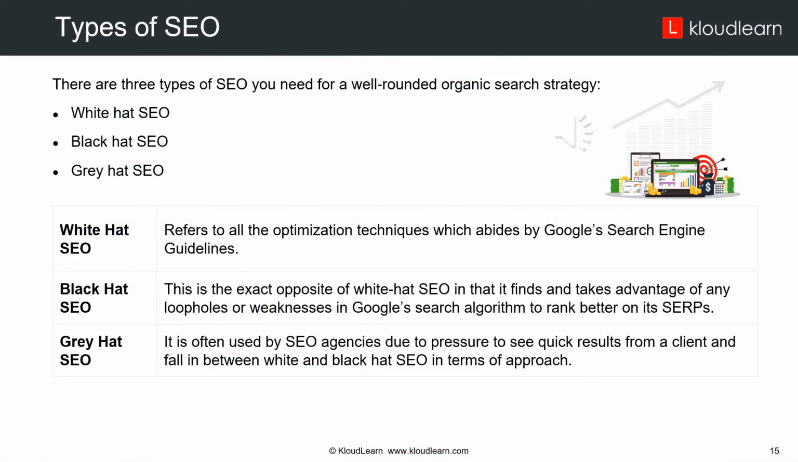Types of SEO. There are 3 types of SEO you need for a well-rounded organic search strategy: white hat SEO, black hat SEO, and grey hat SEO. White hat SEO refers to all the optimization techniques which abide by Google's search engine guidelines. Black hat SEO is the exact opposite of white hat SEO in that it finds and takes advantage of any loopholes or weaknesses in Google's search algorithm to rank better on its SERPs. Grey hat SEO is often used by SEO agencies due to pressure to see quick results from a client and falls in between white and black hat SEO in terms of approach.